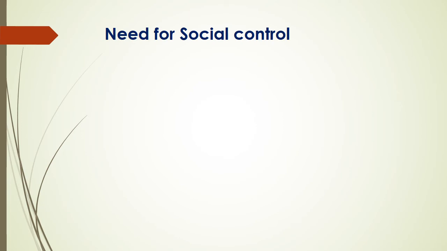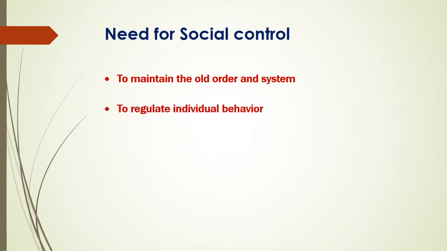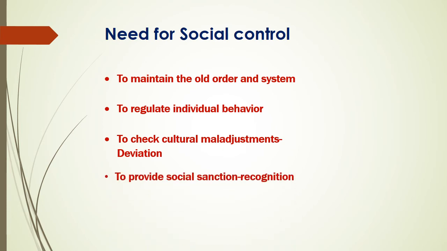Now let us understand the needs of social control. One, to maintain the old order and system. Every society has some old system which you carry forward into the present society, and sometimes you evaluate that control and change it, and bring in a new system. Two, to regulate individual behavior, to check cultural maladjustment and deviations, to provide social sanction and recognition. What does that mean?